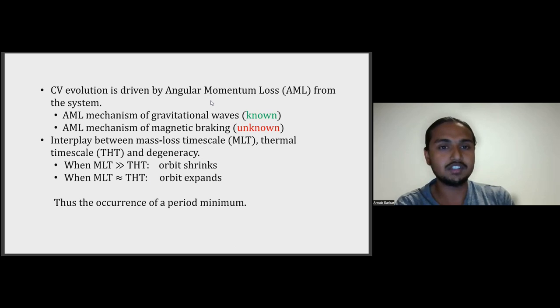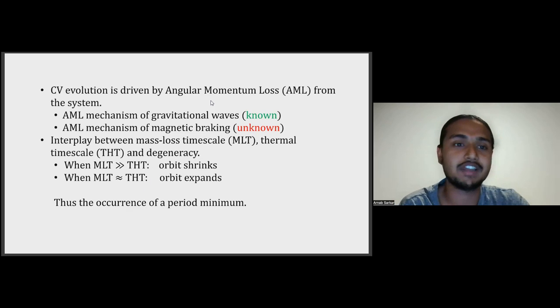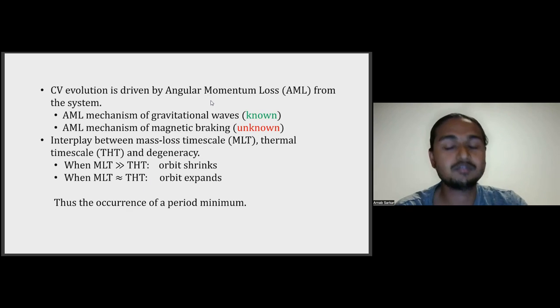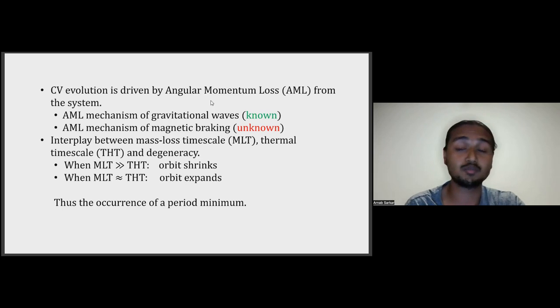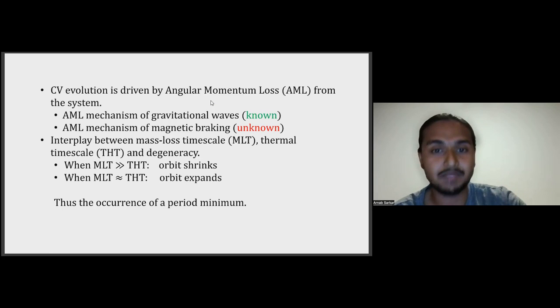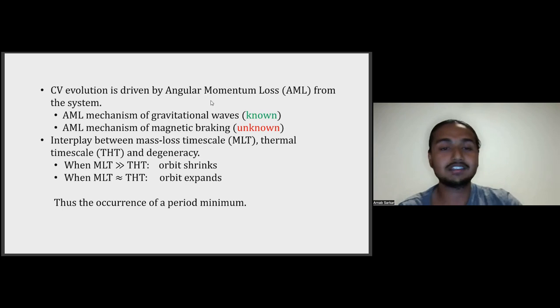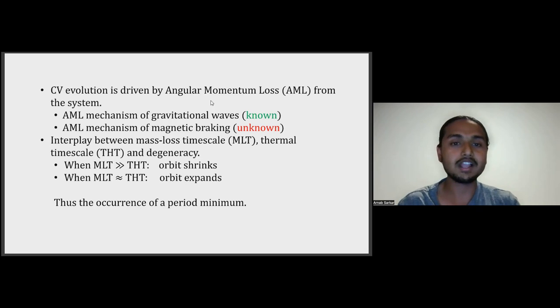The evolution of CVs is driven by the loss of angular momentum from the system, which is due to two mechanisms. Number one is angular momentum loss by gravitational waves, the mechanism of which is known. The second mechanism is angular momentum loss due to magnetic braking, the formula of which is not known, and we are currently only working with empirical formulas.